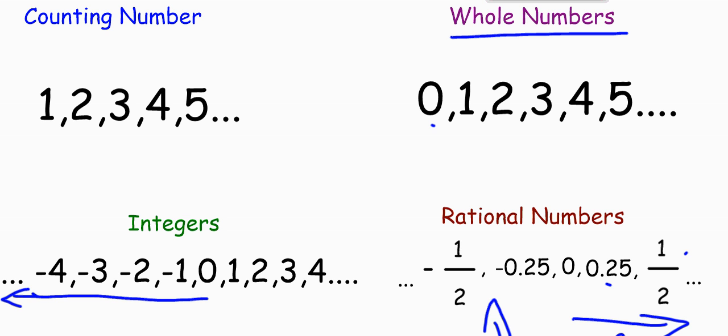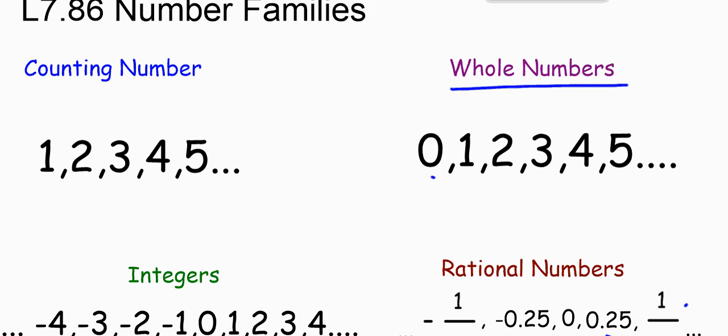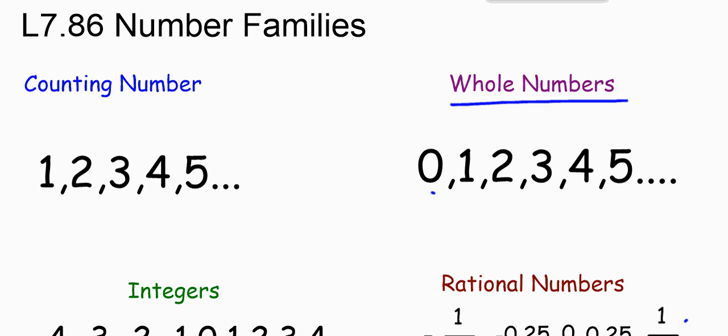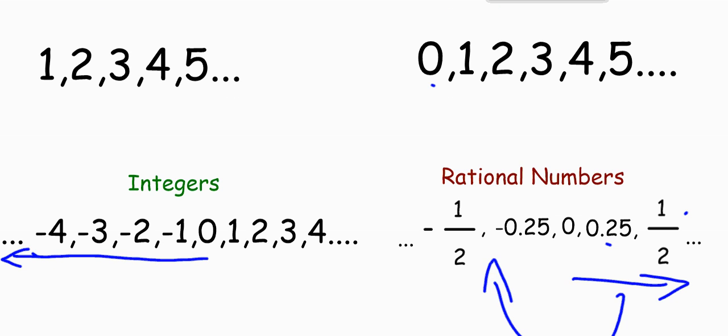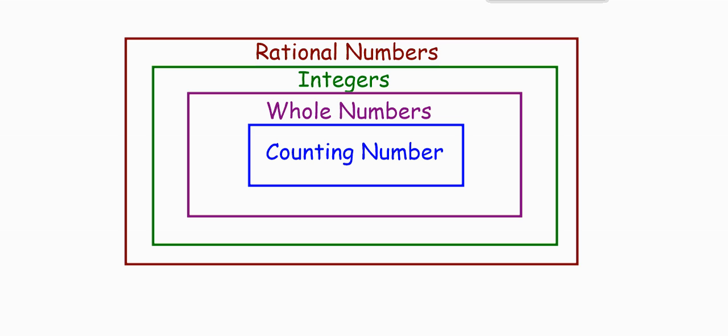and rational numbers. And eventually, as you learn higher levels of math, you'll get into irrational numbers and different things like that. But we're not going to worry about that right now. In fact, we don't need to worry about it at all. When we get to it, we get to it. This lesson is all about understanding these number families and the relationships that exist within these number families. So let's take a look at this.